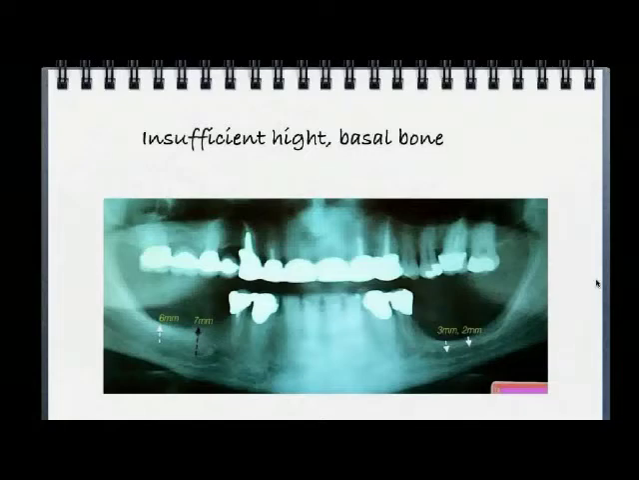Let's get back to insufficient height and the presence of basal bone rather than alveolar bone. Remember that we have alveolar bone and we have basal bone. What is the difference? Alveolar bone can be grafted, and we can get better results with grafting techniques or splitting techniques because alveolar bone is a lot better vascularized versus basal bone, which is dense bone with less vascularization, less blood supply. Therefore, grafting procedures are not going to be as successful.